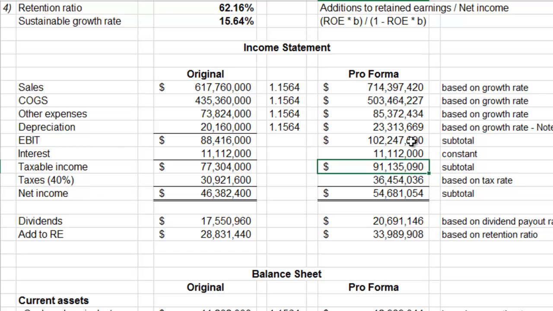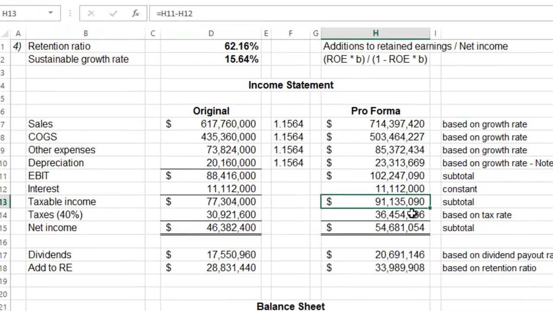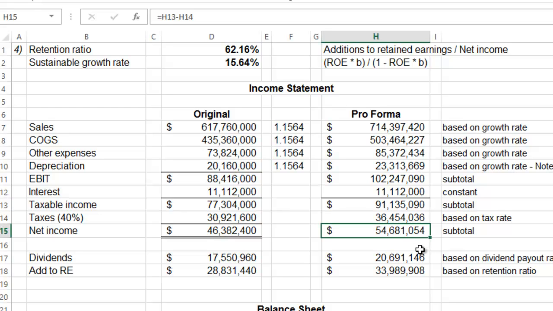That gives us another subtotal of taxable income. That's just EBIT minus interest expense. And then we're going to use a very simple tax system. We're assuming a flat 40% tax rate. So this cell is just 40% times taxable income. Subtracting taxes gives us another subtotal. That's net income. And then using our retention ratio from last year, we can figure out that 62.16% of that net income will be retained. So that's how we get this additions to retained earnings.